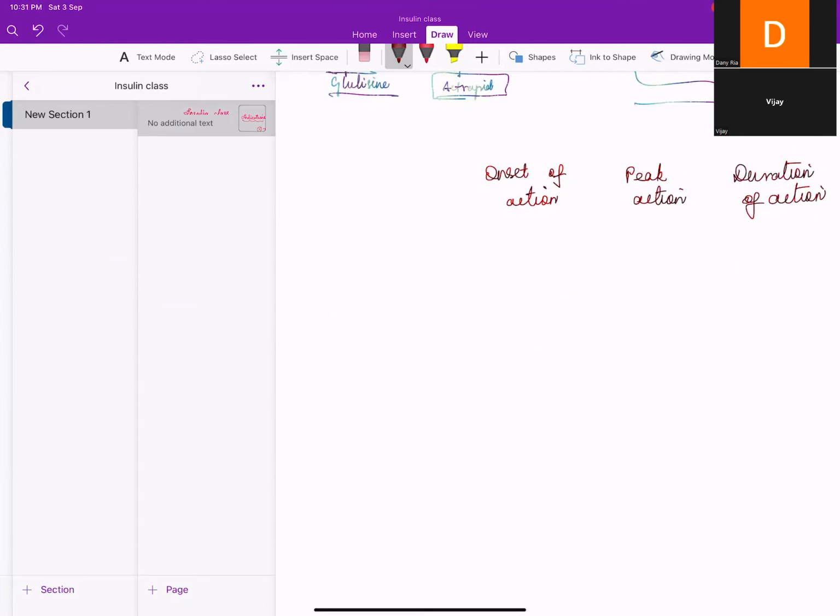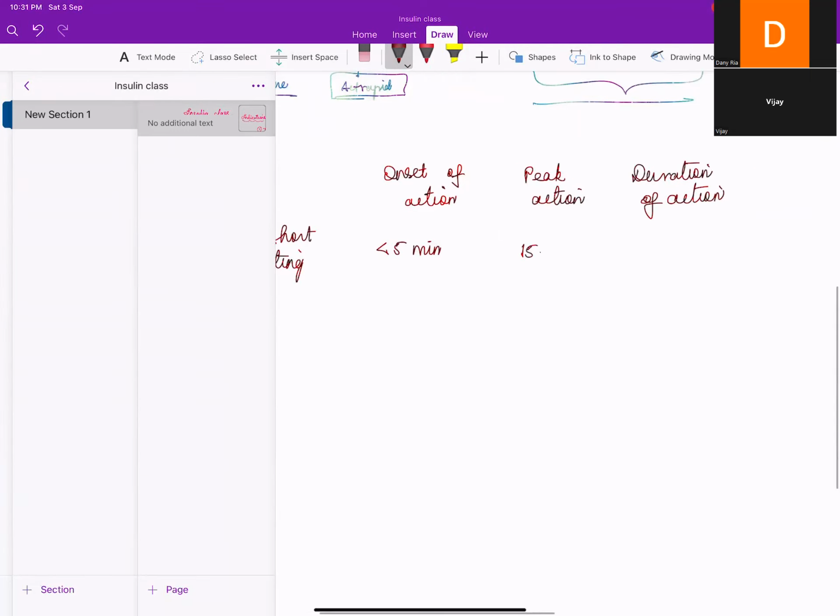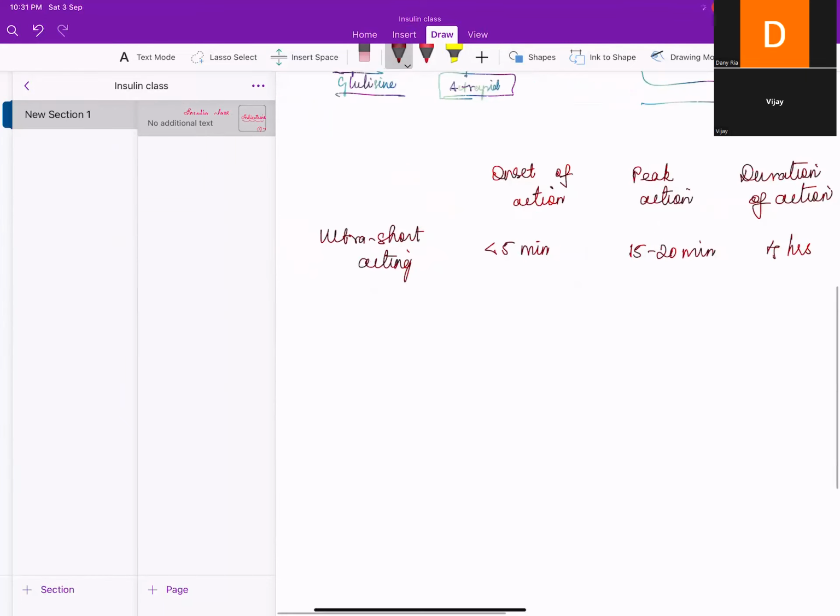We'll take, for example, ultra short acting insulin: aspart, lispro, glulisine, or Apidra, Fiasp, whatever it is. Its onset of action is less than 5 minutes. So you inject, then you start eating. The gap between injecting and starting to eat will definitely be less than 5 minutes. As you start eating, it starts to act. Peak action will be in 15 to 20 minutes. Duration of action is 4 hours.